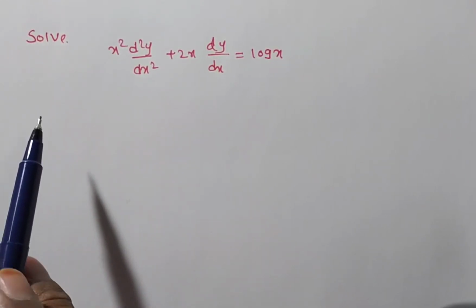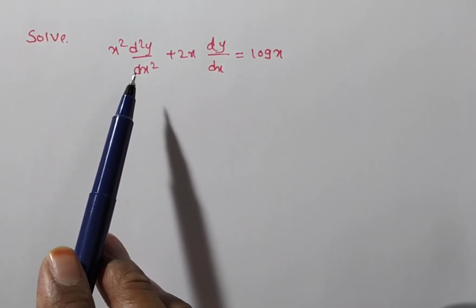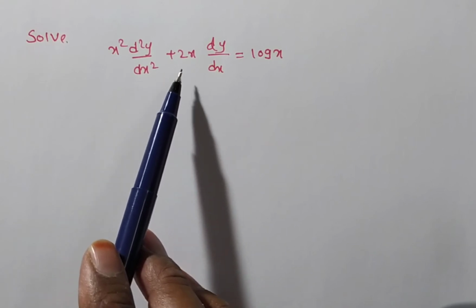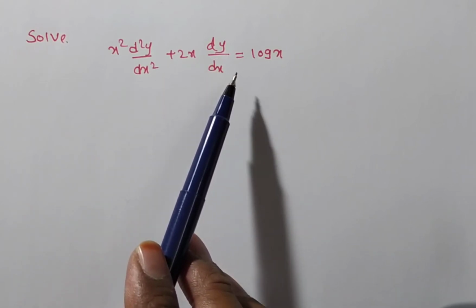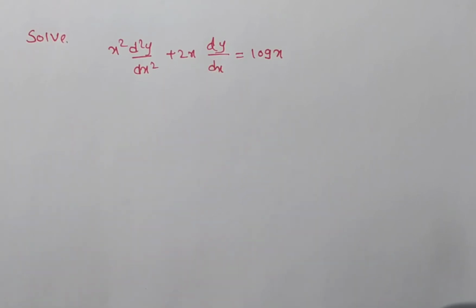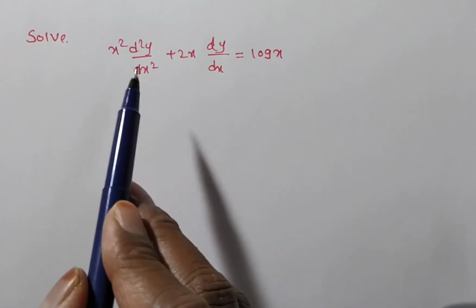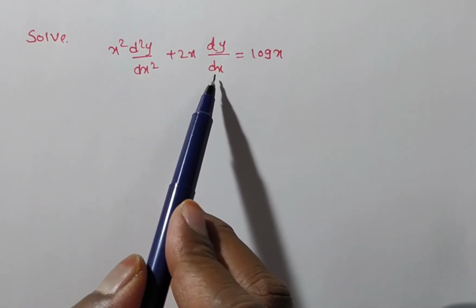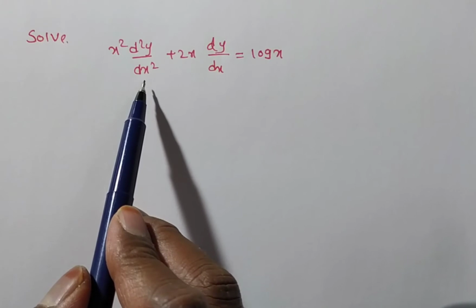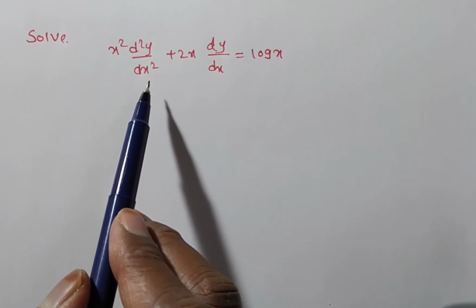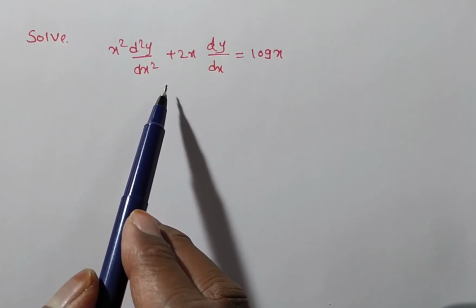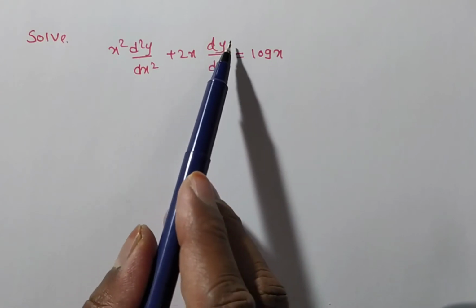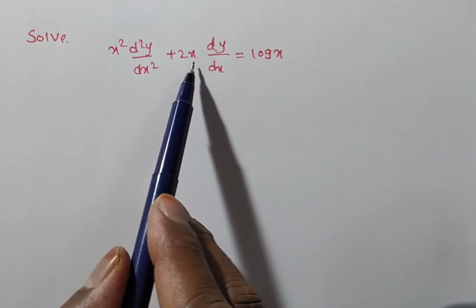The given problem is: solve x² d²y/dx² + 2x dy/dx = log x. Now you observe here they have given the first order derivative and the second order derivative. So you can say this problem is from higher order differential equations. And moreover, here you observe the dy/dx quotient you have x.